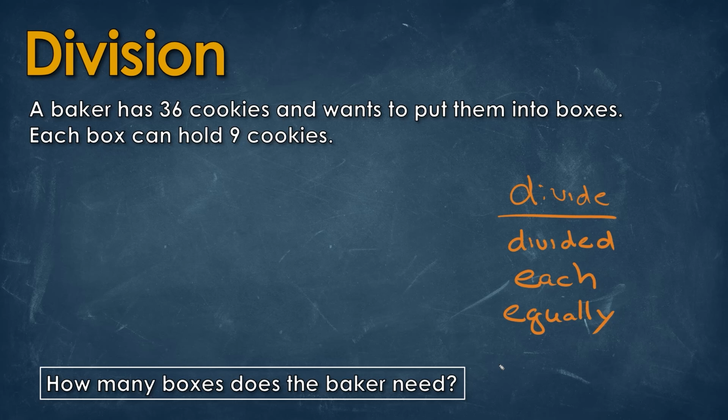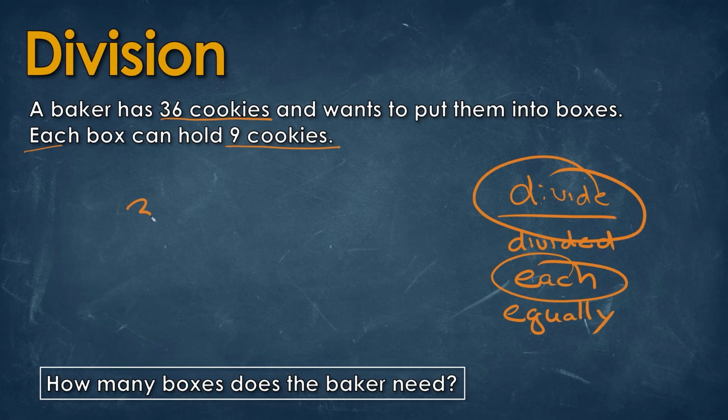A baker has 36 cookies and wants to put them into boxes. Each box can hold 9 cookies. How many boxes does the baker need? Well, we saw that word each, and that makes it really easy for us to understand that we're going to need to divide. So 36 divided by 9, and if we use our multiplication table, we know that that is 4, meaning we need 4 boxes to fit the 36 cookies.